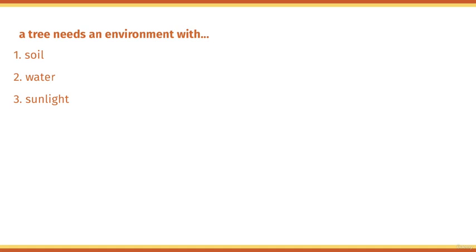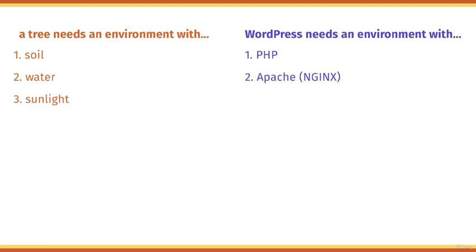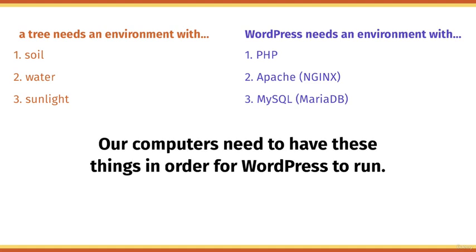Well, it's the same thing with WordPress. We can't just plant WordPress anywhere on our computer. WordPress needs an environment with the following three things. Number one, PHP. Number two, Apache or Nginx. And number three, MySQL or MariaDB. Now don't worry, I do not expect you to know what any of those things are. But for now, just know that our personal computers need to have these things in order for WordPress to run. Now, most computers do not come pre-installed with these things, so we need to go out and get them.